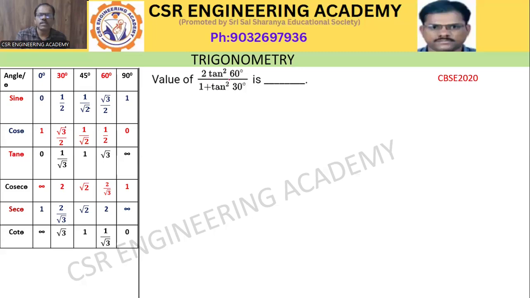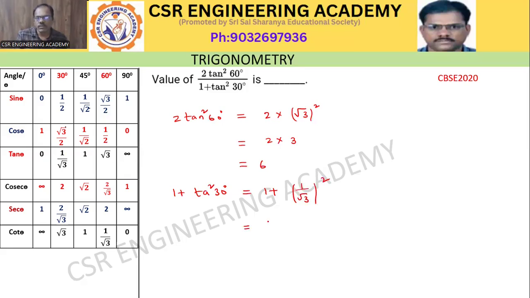Value of 2 tan square 60 degrees by 1 plus tan square 30 degrees. 2 tan square 60 degrees is equal to 2 into (tan 60 degrees, that is root 3) whole square. 2 into root 3 whole square is 3, which is equal to 2 times 3, which is 6. 1 plus tan square 30 degrees is equal to 1 plus (tan 30 degrees, that is 1 by root 3) whole square. 1 plus 1 by root 3 whole square, that is 1 by 3.